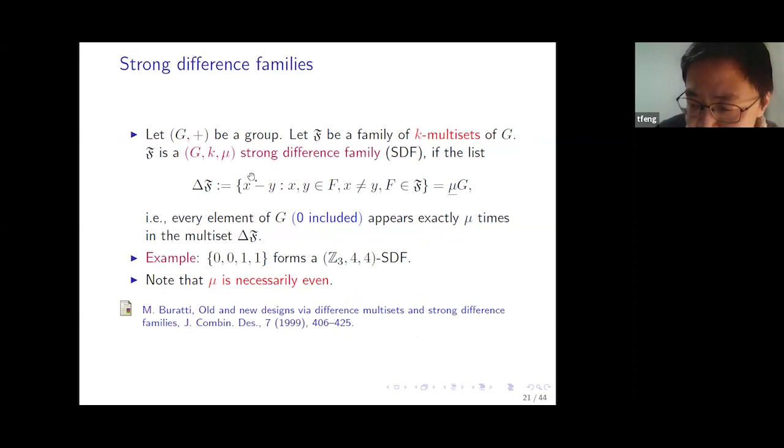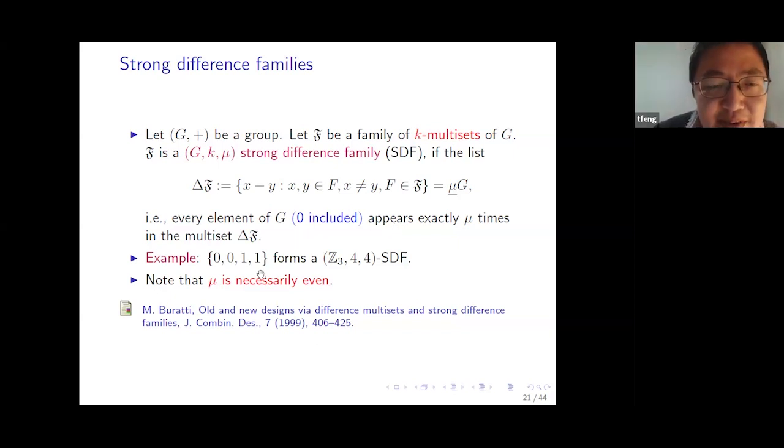The only difference between the concept of strong difference families and difference families is that we require the differences of the base blocks to cover all of the elements of G, each element of G, the same number of times, mu times. I mean, 0 can appear as a difference. This is the only difference between this concept and our traditional concept.